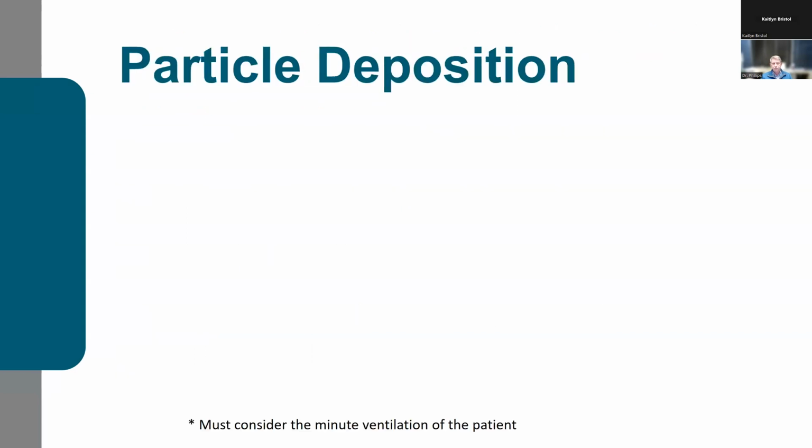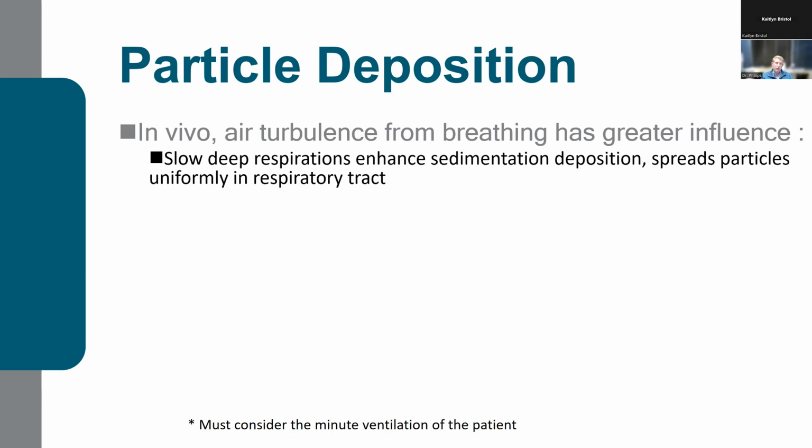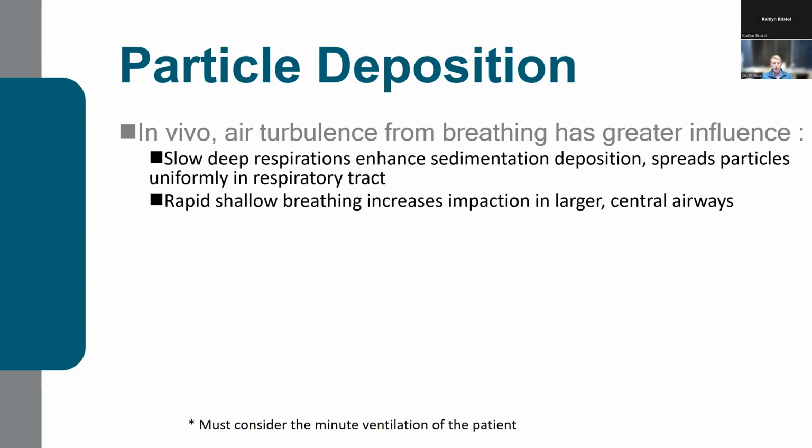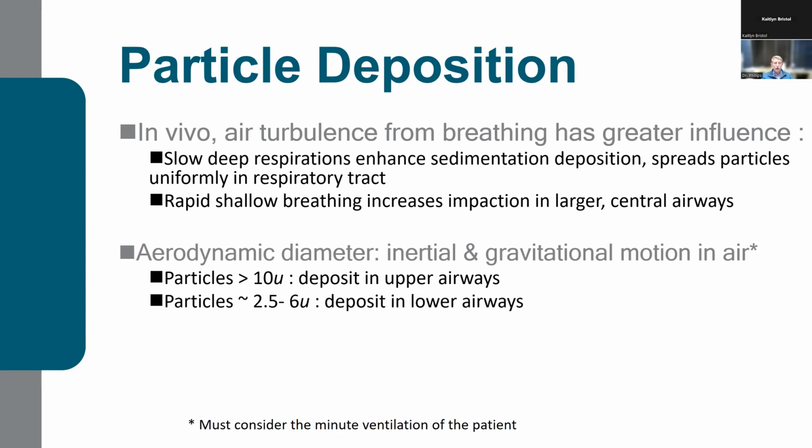Air breathing can cause a lot of turbulence in the airway, and this is really important to think about. Slow, deep respirations enhance sediment deposition and spread particles more uniformly in the respiratory tract, whereas shallow breathing increases impaction in larger airways in the central part of the chest. Aerodynamic diameter of a substance really impacts the inertial and gravitational motion of particles in the air. Particles greater than 10 microns deposit in the upper airway. They just don't flow well in the airway.